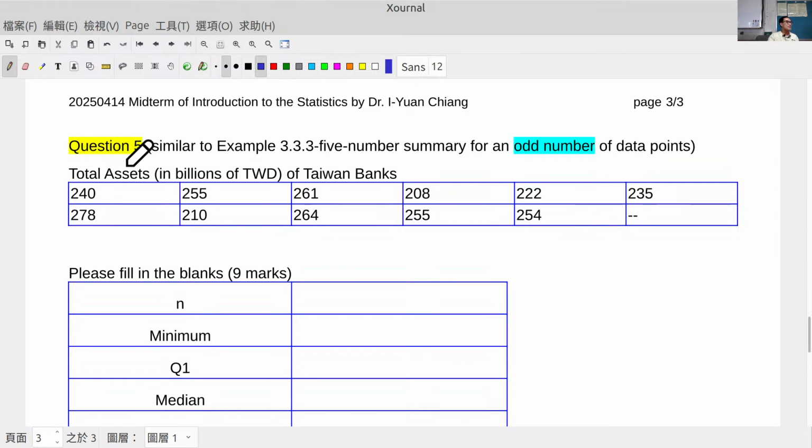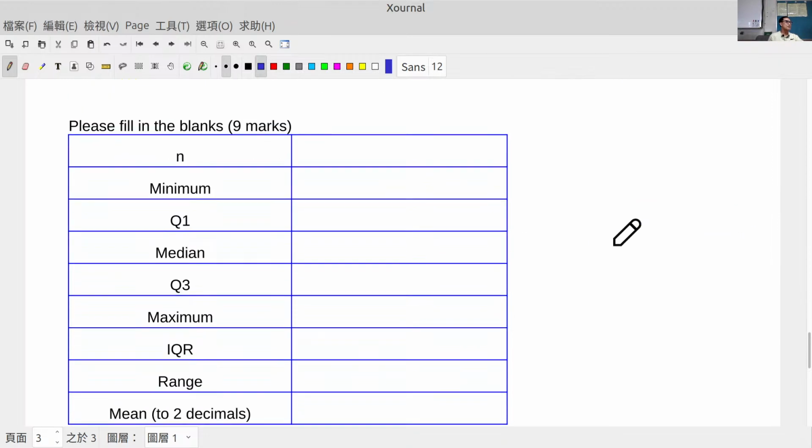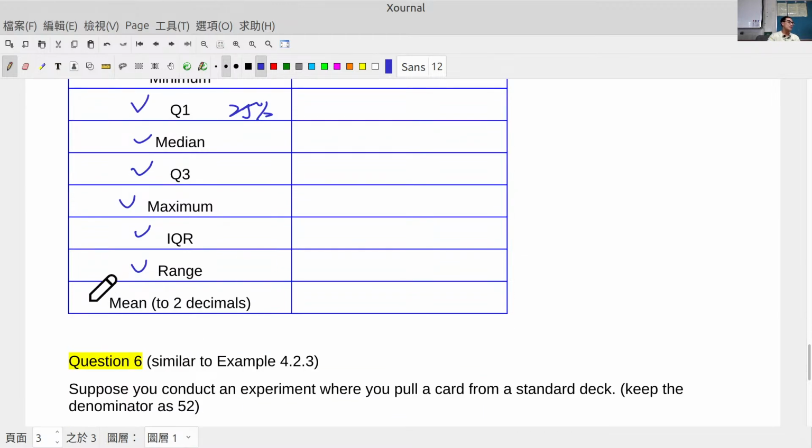The total assets in billions of new Taiwan dollars in Taiwan Bank: 40, 55, 61, like this. There are 11 numbers, it's an odd number. Please find a 5-number summary. What's the n? The total item numbers. What's the minimum? What's the Q1 for 25%? What's the median? 50%. What's the Q3? What's the maximum? What's the IQR? What's the range? What's the mean?